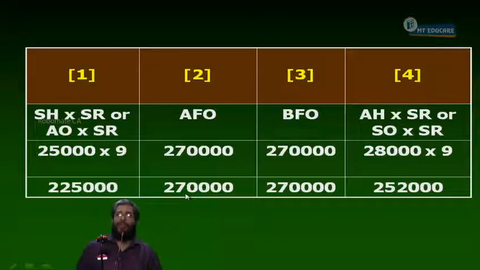2,70,000. I absorbed how much? 2,25,000. What is happening here? Under absorption. Why does under absorption happen? Answer: because I use the standard rate and not the actual rate.